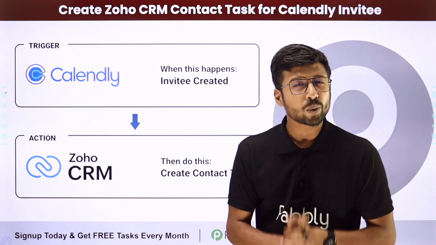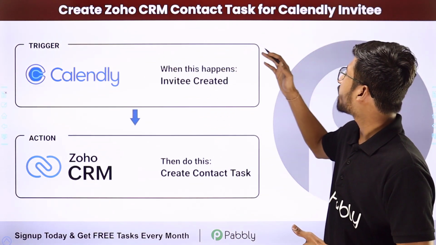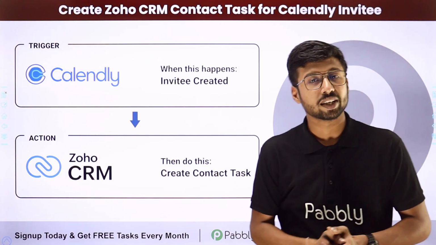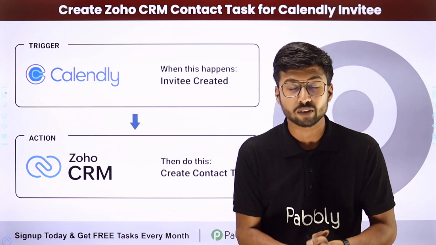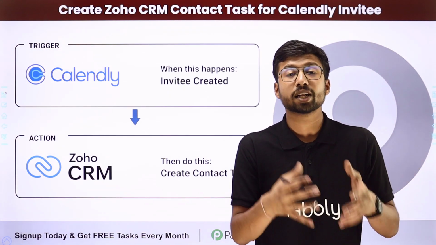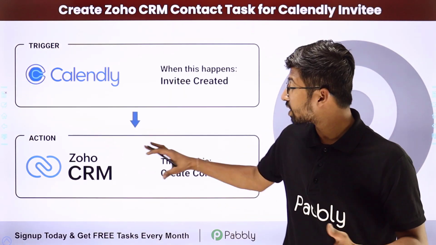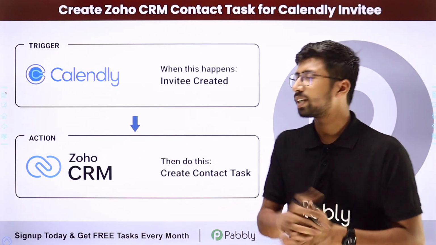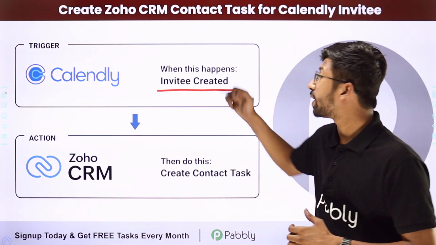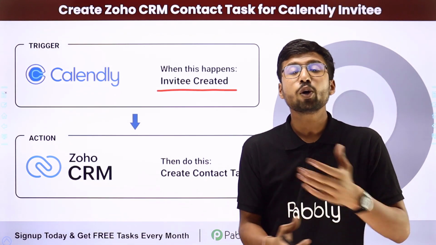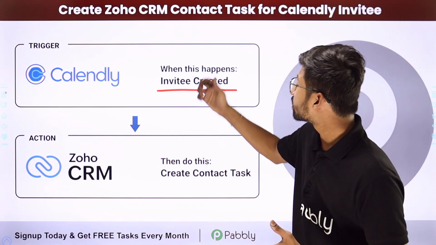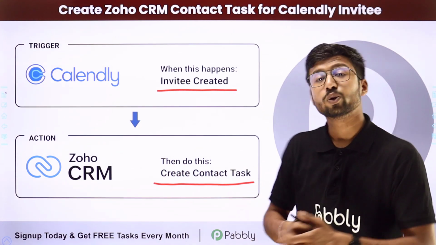So today in this video, we are going to learn how to create Zoho CRM contact tasks for Calendly invitees. Now suppose, guys, you are using Calendly as an appointment and event booking platform, using which users can book an appointment with you, and Zoho CRM as a CRM application. Now you want that whenever a new invitee is created in Calendly, a new user books an appointment with you in Calendly, you want to create a contact task for the same user, for the same contact in Zoho CRM.